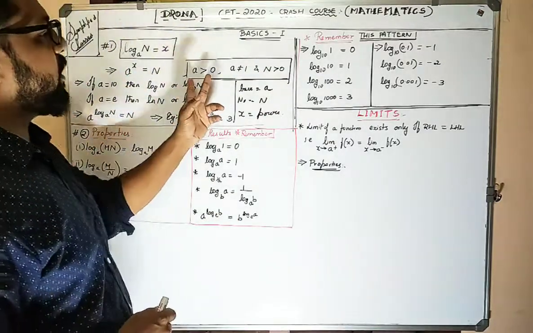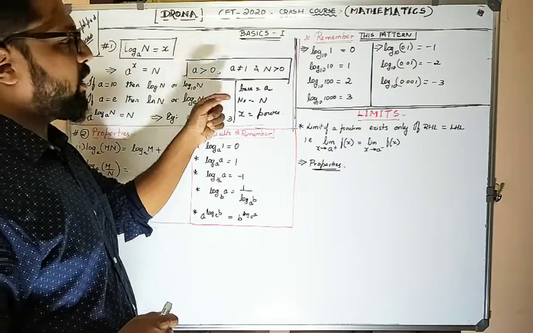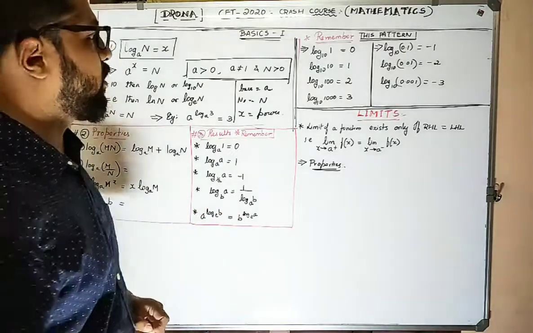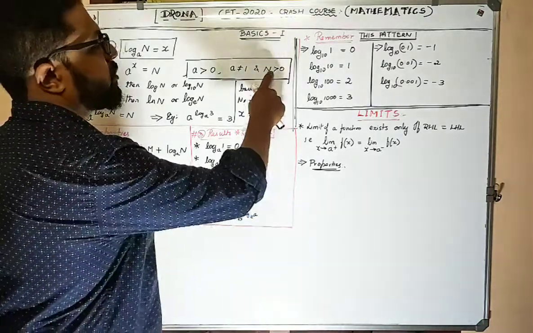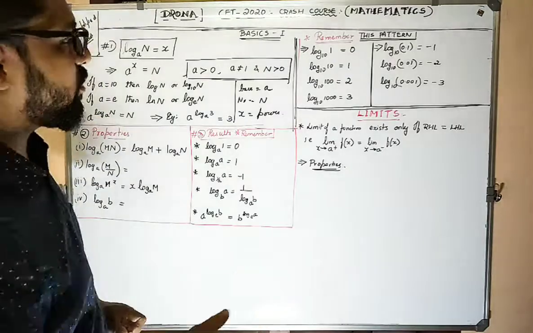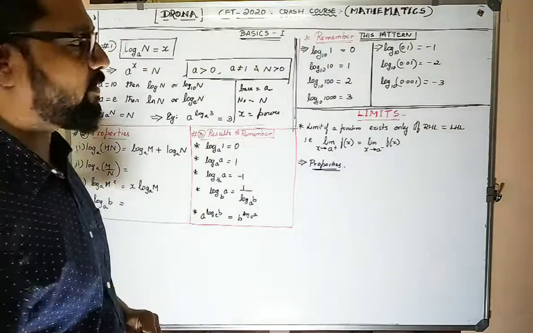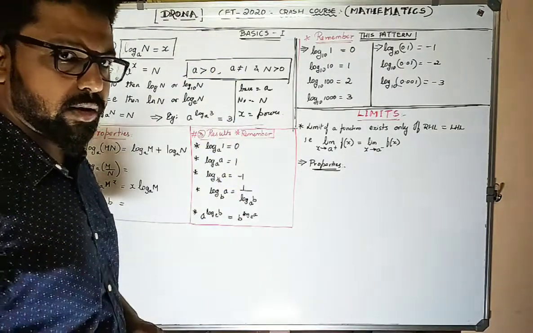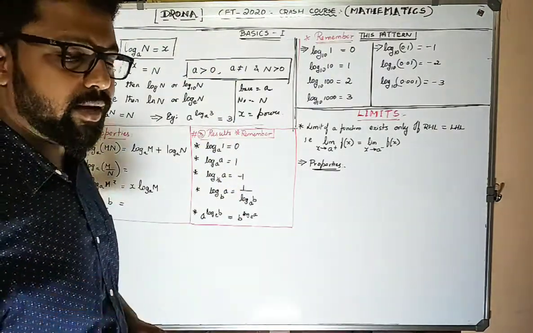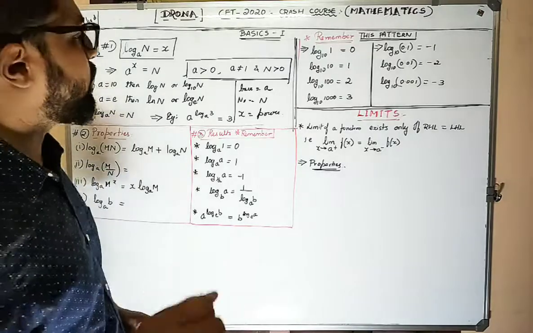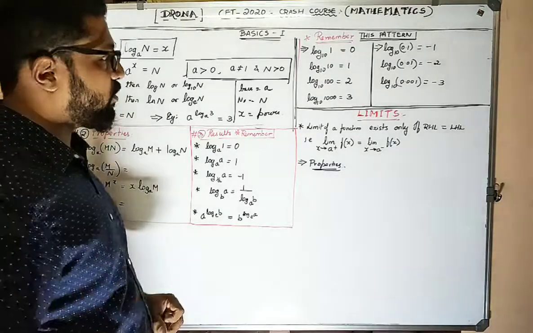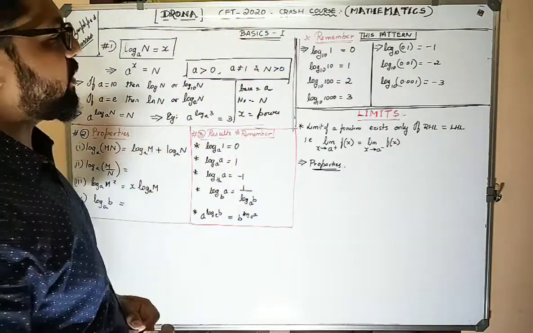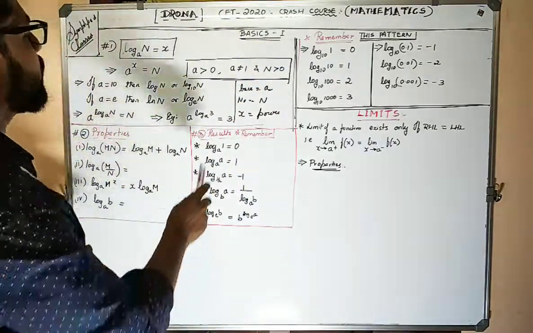So over here, A is greater than 0, and it is not equal to 1. And N is also greater than 0. So the logarithm function exists only when the base is greater than 0 and is not equal to 1. The base cannot be equal to 1 and it cannot be less than 0 also. It should be greater than 0 and not equal to 1, and the N value is greater than 0. So these are the things which you need to keep in mind.